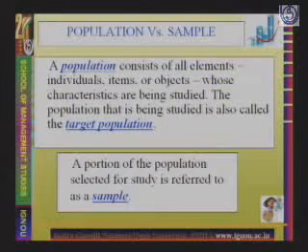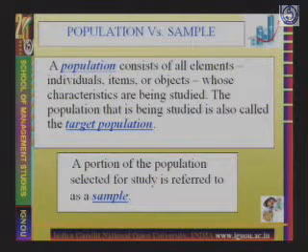If you see the difference between population and sample, a population consists of all elements. It's a gamut, individual items or objects whose characteristics are being studied. The population that is being studied is called the target population, whereas a portion of the population selected for the study is referred to as a sample.